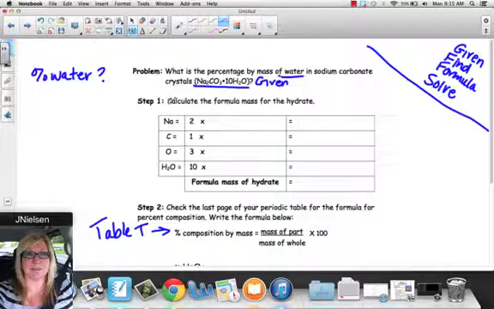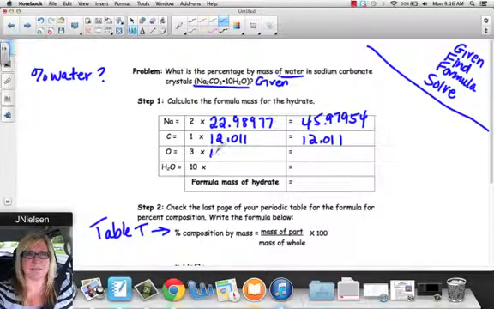But in order to solve, the first thing we need to do is we need to know the mass of the hydrate. And we're going to calculate that the same way that we did in the last lesson. You see how many atoms of each element you have, you multiply it by its mass, and you get the total mass of the compound. So sodium has a mass of 22.98977, which gives us a total of 45.97954. Carbon, we have 1, 12.011. Oxygen, we have 3 times 15.9994, which gives us a total of 47.992. So I'm going to do water as a whole.